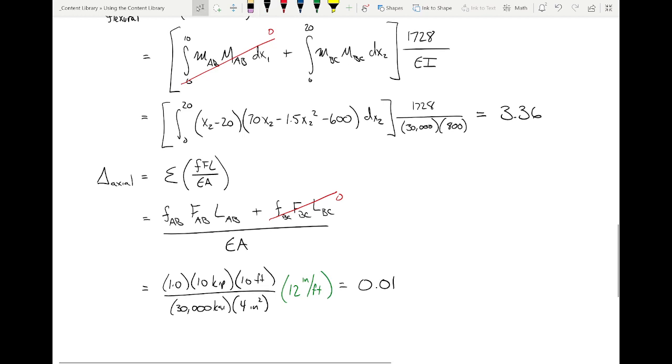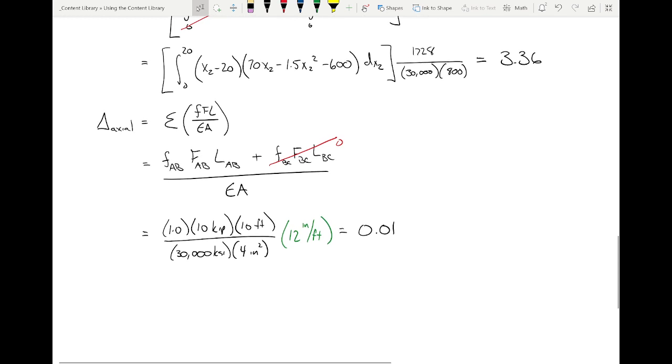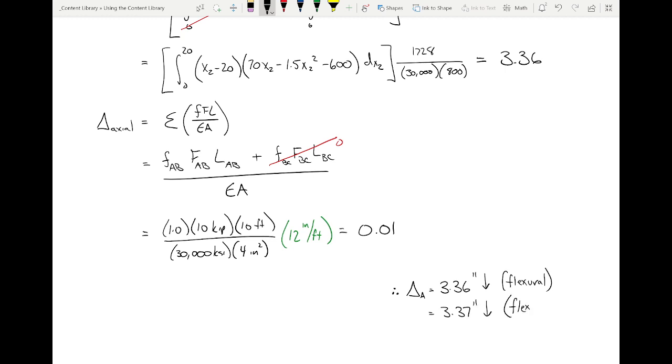So here's what that means. The whole point of this problem was to determine the deflection at A. I propose that the deflection at A is 3.36 inches down considering flexure, but it's 3.37 inches down if you consider flexural plus axial.